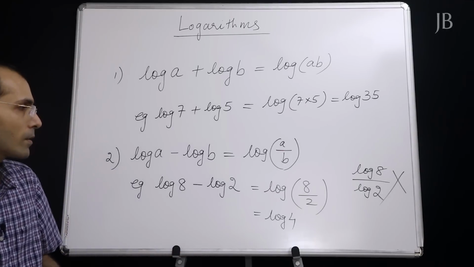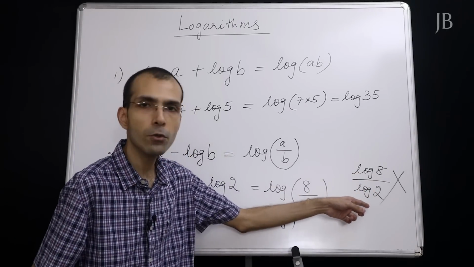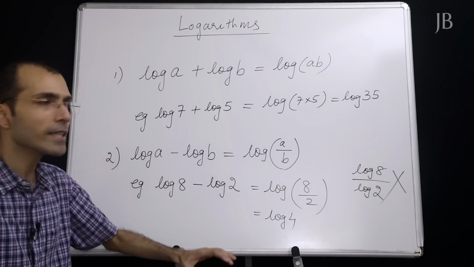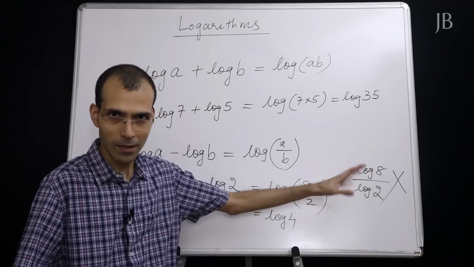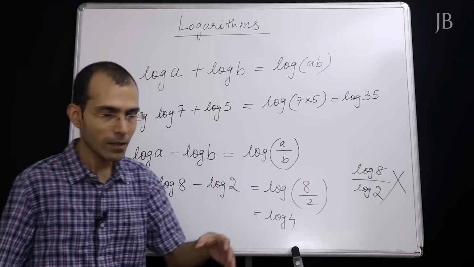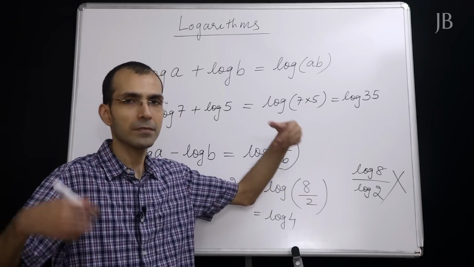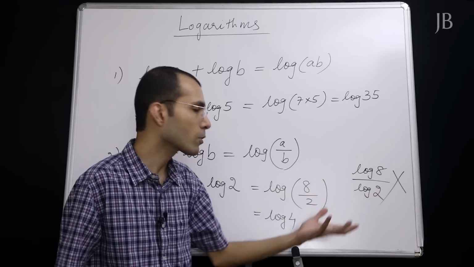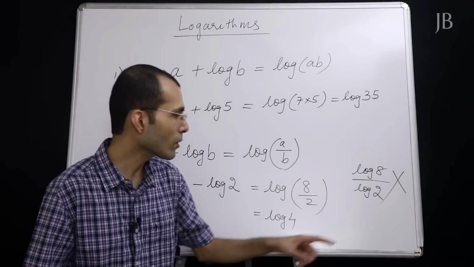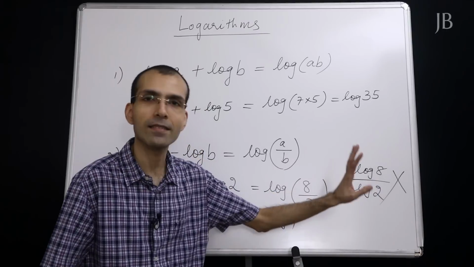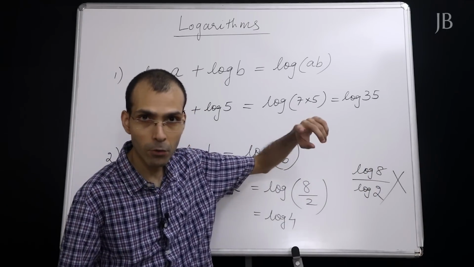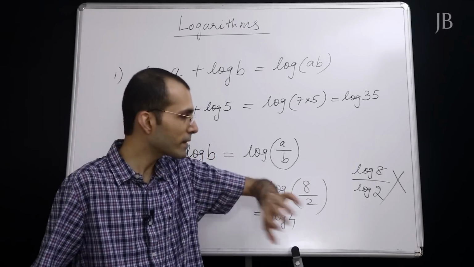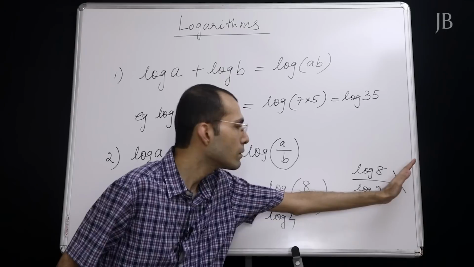Ultimately, final answer. But log 8 upon log 2 you can't cancel. First of all, log 8 minus log 2 is not equal to log 8 upon log 2. That is wrong in the very first place. But suppose we consider this as some other expression and you are inquisitive to know what log 8 upon log 2 will be, we will see that later on. But 8 upon 2 cannot be cancelled, because remember what I told you in the beginning, log 8 is a single number, single entity. You can't separate log and 8.